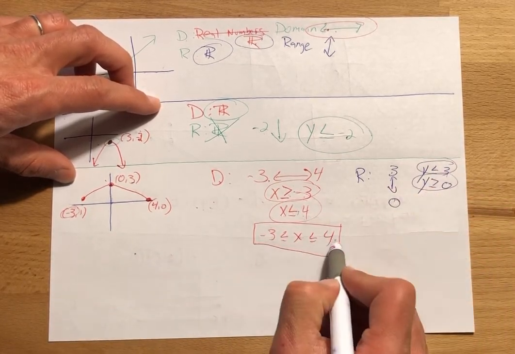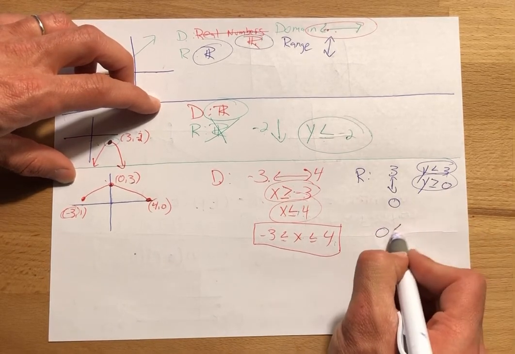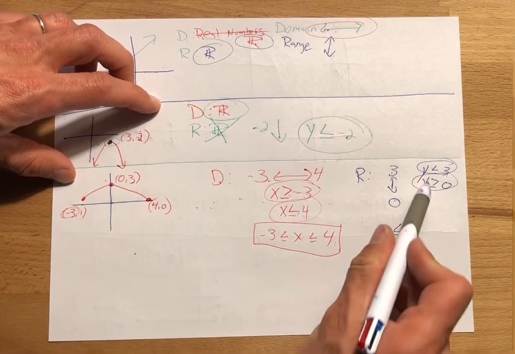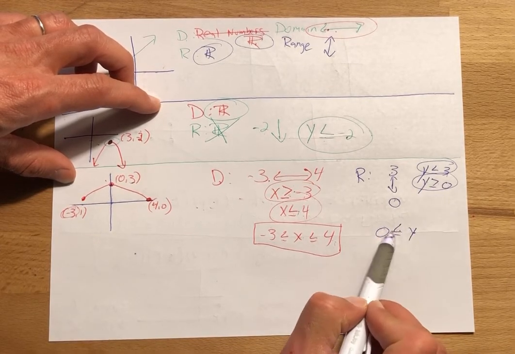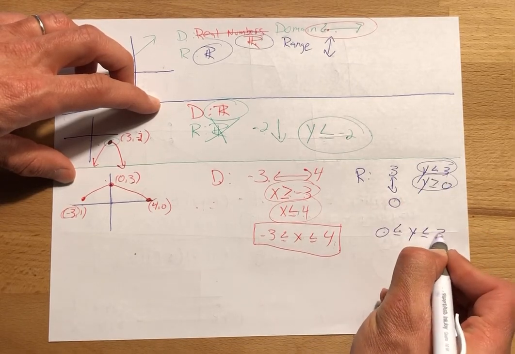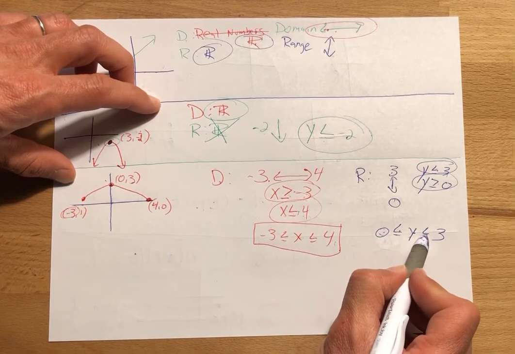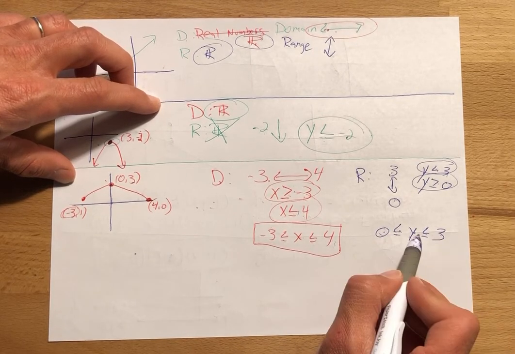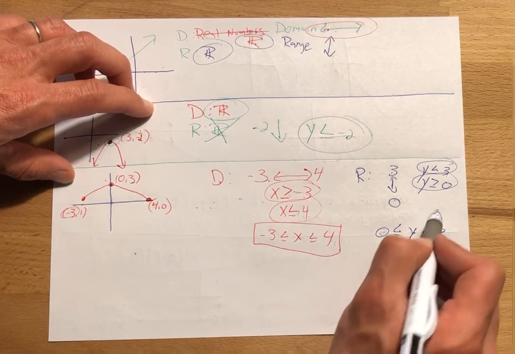Let's write this as a compound inequality like this. So I'm going to say 0 is less than or equal to y, or notice how I just switched this sign around, which means the same thing. Y is greater than or equal to 0, but it cannot exceed 3. 0 is less than or equal to y, which is less than or equal to 3. Or y is greater than or equal to 0, but y is also less than or equal to 3.